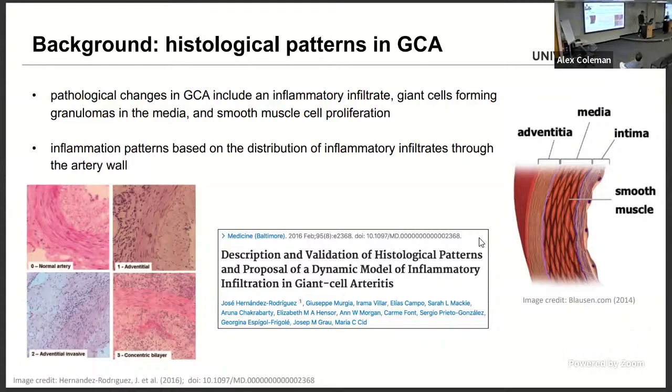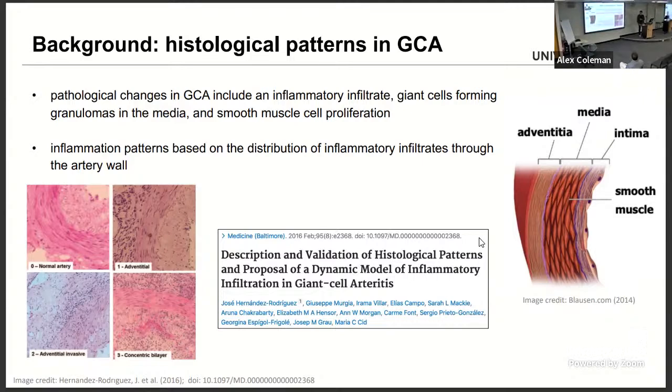What I'm interested in the most in my project is to look at different phenotypes, which means different inflammatory infiltrates. So basically, we look at the distribution of the inflammation through the arterial wall. There's a scoring system that was developed by a team in Spain, which was described in this paper. And here you can see some examples of the different patterns. Those are basically histological images of the arterial wall showing different inflammatory patterns.